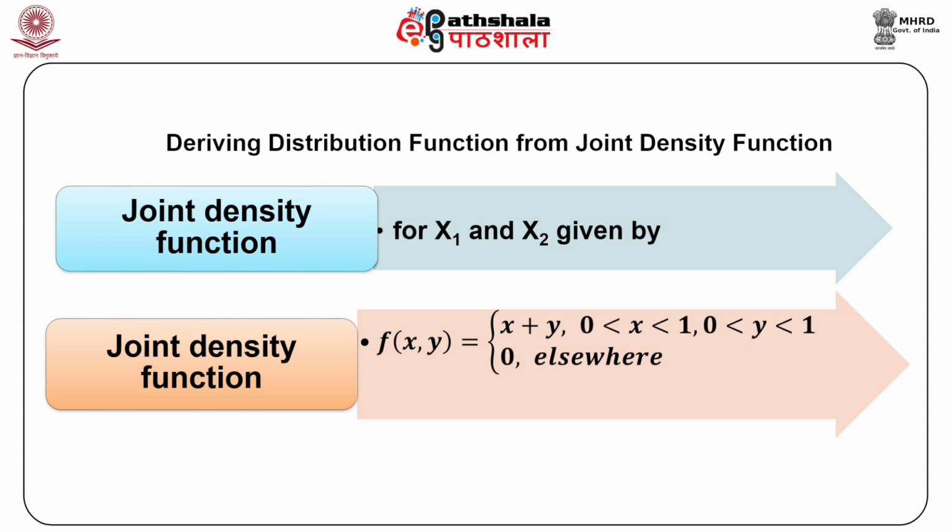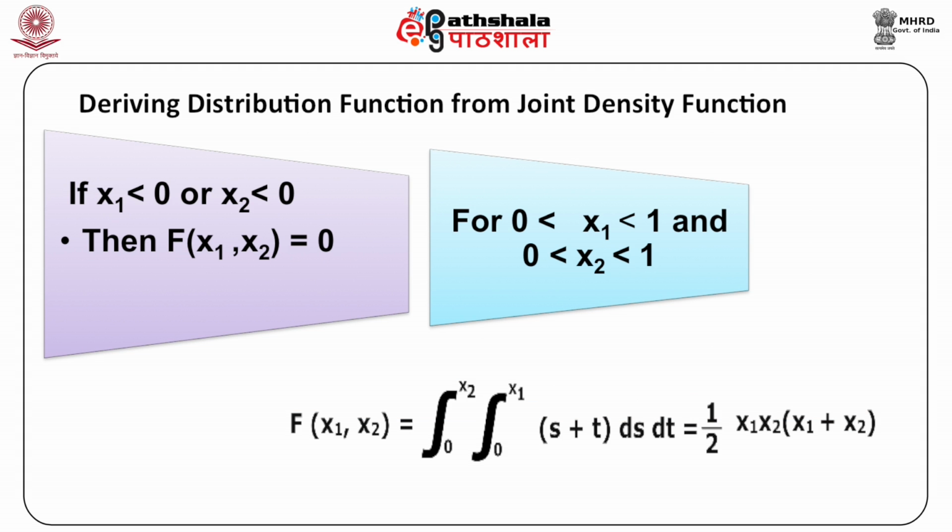We find the distribution function by integrating the joint intensity density. There are 5 different cases. If either x1 is less than 0 or x2 is less than 0, it follows that F(x1, x2) is equal to 0. Second, if x1 is greater than 0 and less than 1, and x2 is greater than 0 and less than 1, we get F(x1, x2) as a double integration.